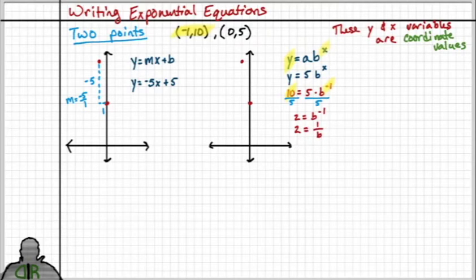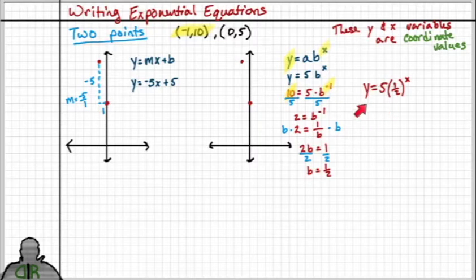Now, in this case, all we have to do is multiply by b on both sides. 2b equals 1, divide by 2, therefore we get 1/2. So our multiplier right here is 1/2. That goes right there. We now officially have our equation, right? y equals 5 times 1/2 to the x. There it is. That's all we need to have.